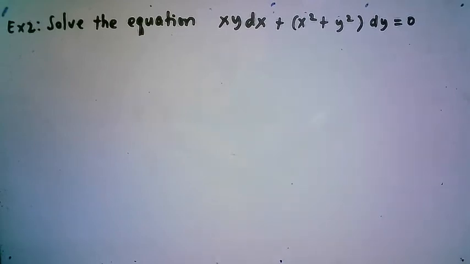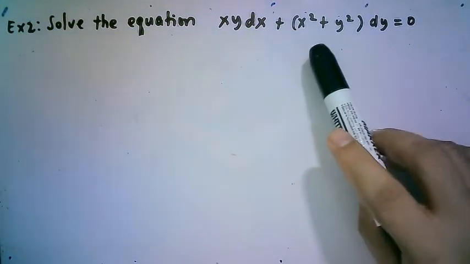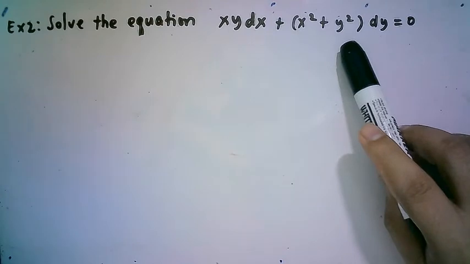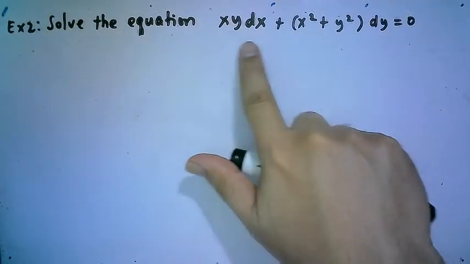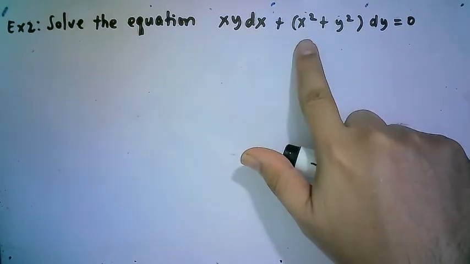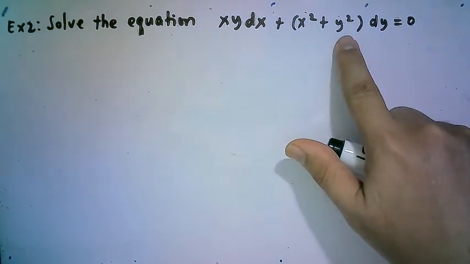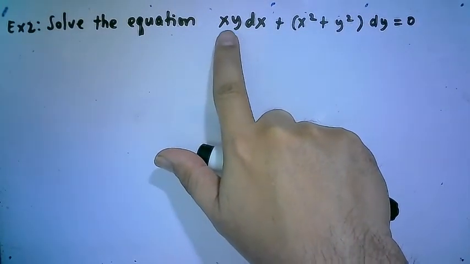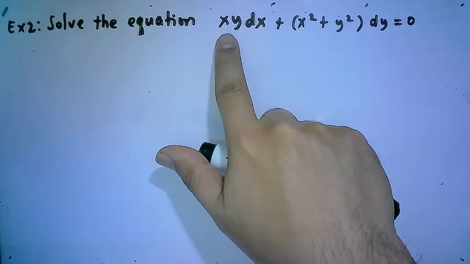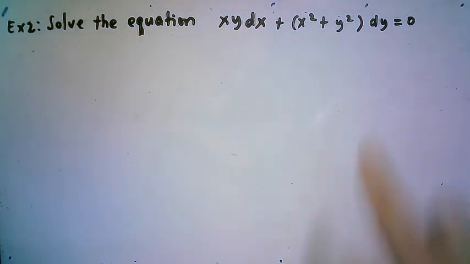Another example of a homogeneous function is this one: xy dx plus (x squared plus y squared) dy, wherein the degree of each term is equivalent to 2. For this one, the degree is 2. The degree for this y equals 2. And for this part, the degree is 2. So this is a homogeneous function.